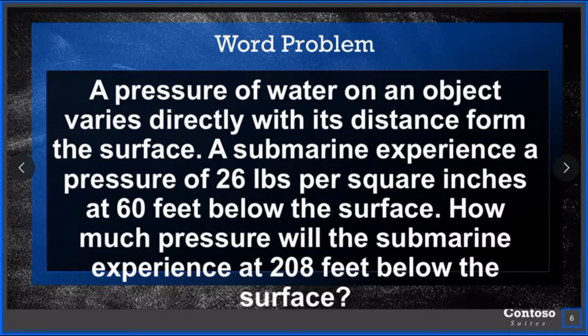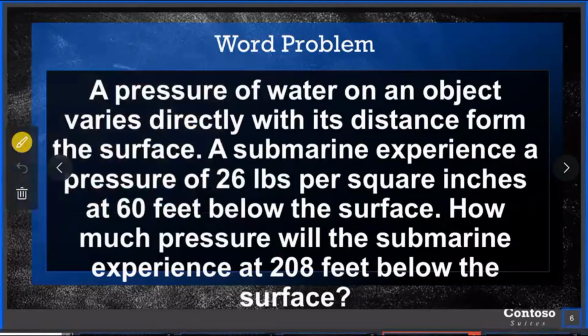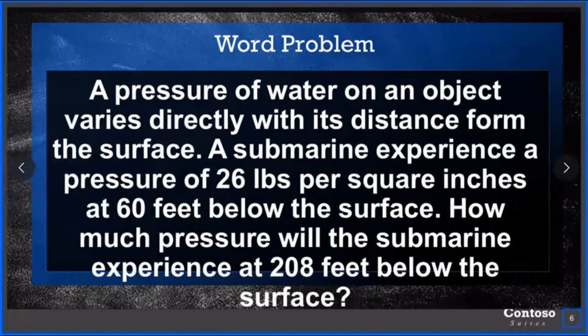So sabi dito, the pressure of water on an object varies directly with its distance from the surface. A submarine experienced a pressure of 26 pounds per square inch at 60 feet below the surface. How much pressure will the submarine experience at 208 feet below the surface? So ready? Let us proceed with analyzing the word problem.